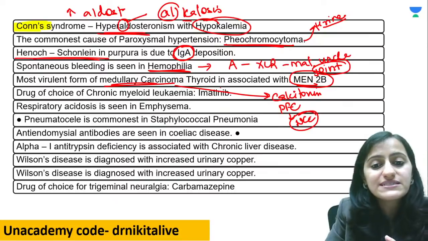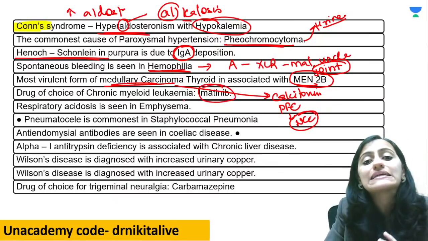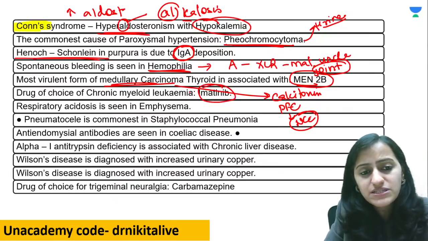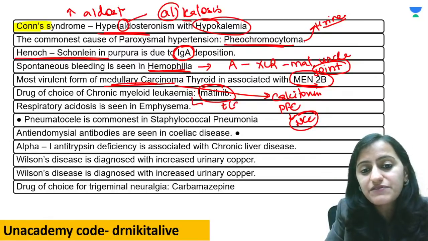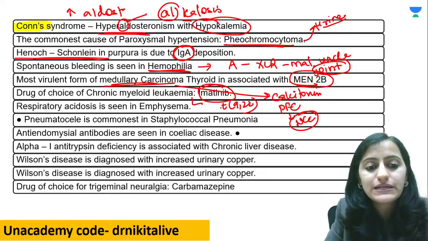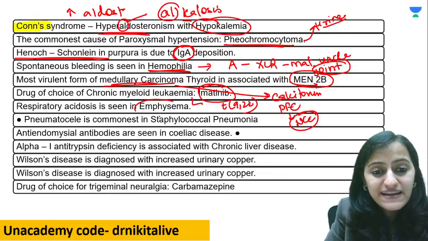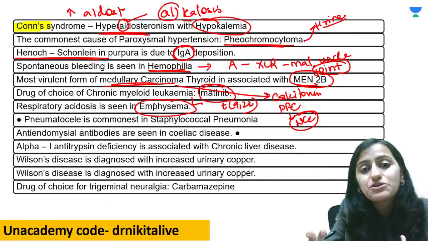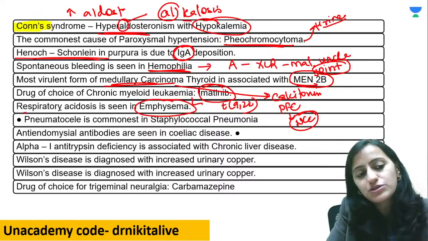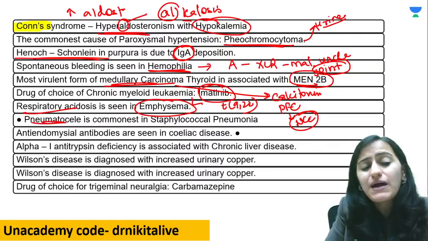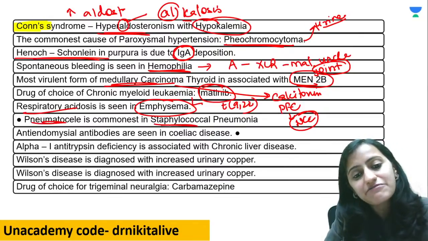Drug of choice for CML, remember, is imatinib. Tyrosine kinase inhibitor, imatinib. Very, very important. CML has Philadelphia chromosome, translocation 9;22. Emphysema will have respiratory acidosis because there is CO2 retention. Obstructive pathology, CO2 retention, acidosis. Pneumatocele is seen in which pneumonia? Staphylococcal.